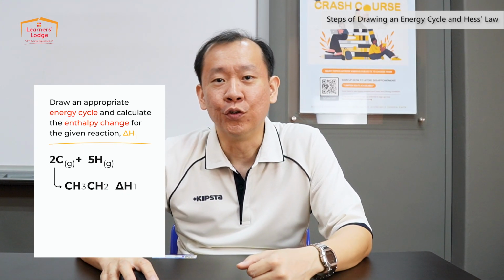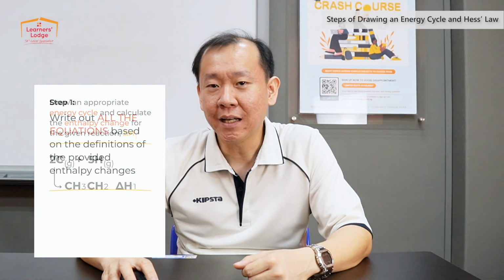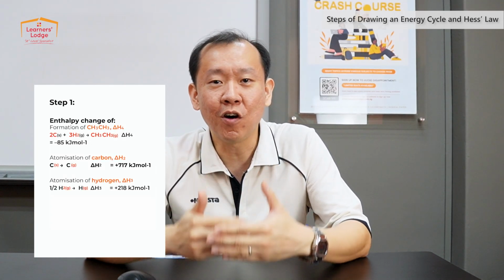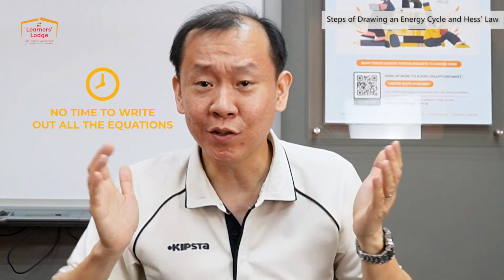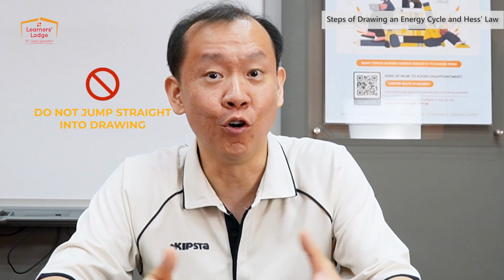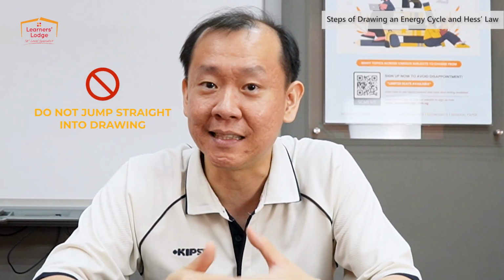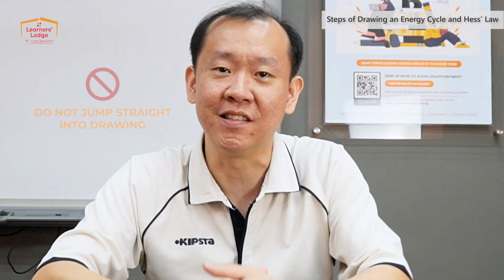The first thing to do is to begin by writing out all the equations according to the definitions. Enthalpy change of formation, enthalpy change of atomization. So as long as we write out all the equations with all these enthalpy changes, that will be the first step. Now many students would think that, oh, I do not have the time to write out all these equations and they want to go straight into drawing the energy cycle. But that is actually a no-no. I will explain why it is necessary to write out all the equations.